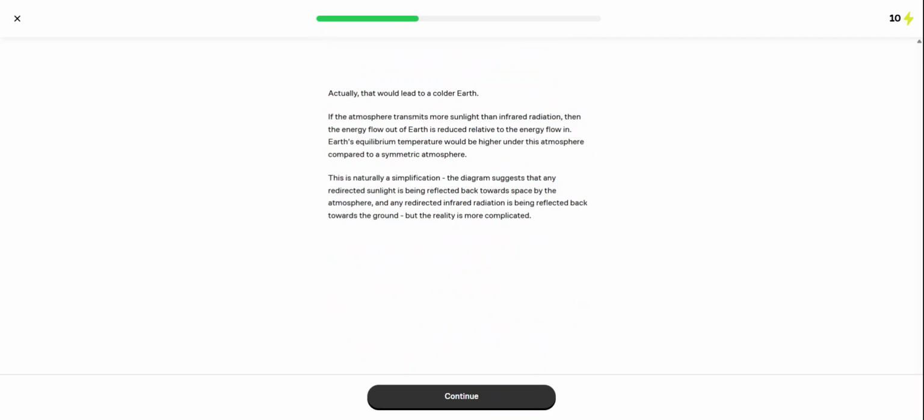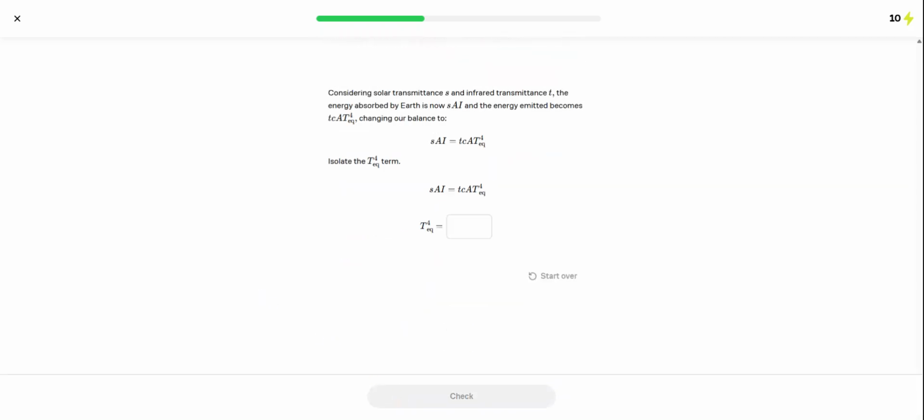Overall, this is naturally a simplification. The diagram suggests that any redirected sunlight is being reflected back towards space by the atmosphere, and any redirected infrared radiation is being reflected back towards the ground. But the reality is more complicated. Okay, hopefully we should observe this later on. So continue.